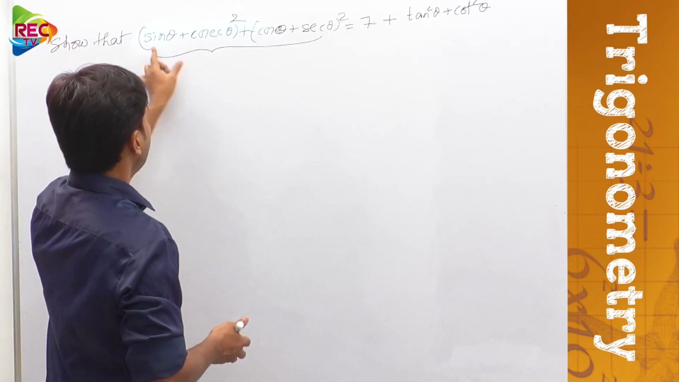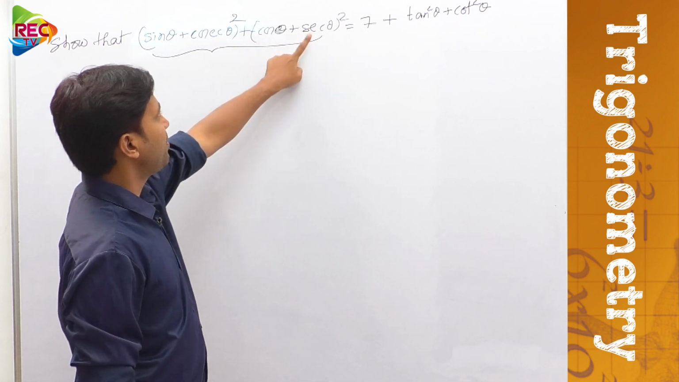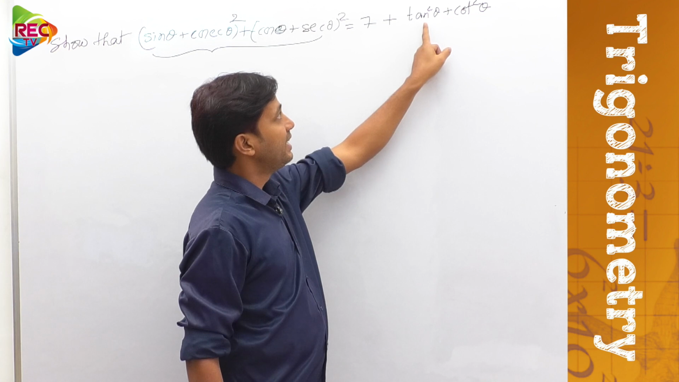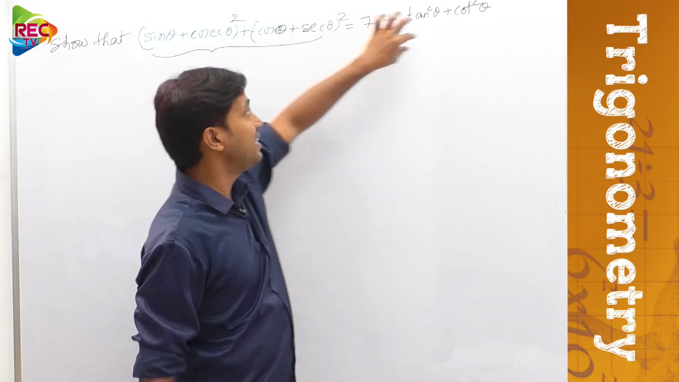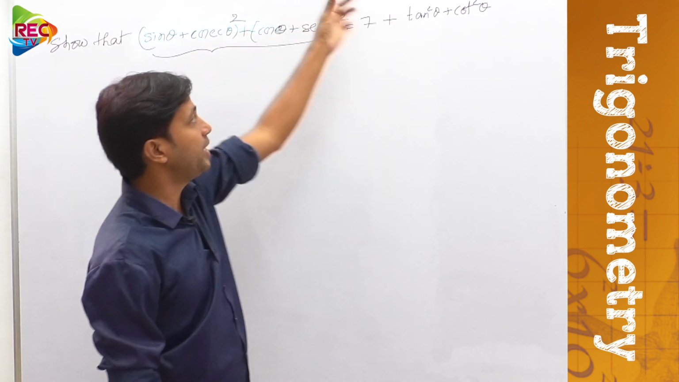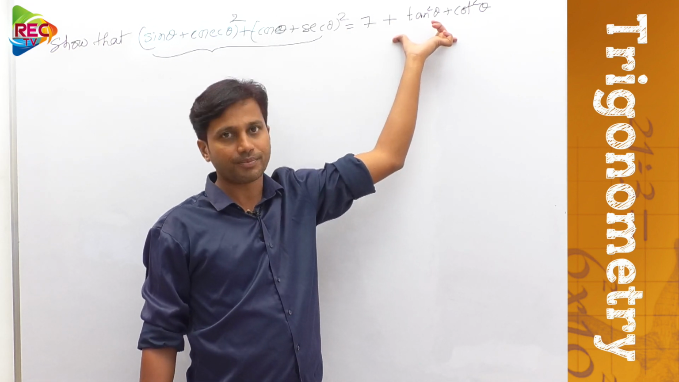We need to show that (sin theta plus cosecant theta) whole square plus (cos theta plus secant theta) whole square is equal to 7 plus tan square theta plus cot square theta. That we need to show. That means here the LHS part would be this entire expression, which should be equal to 7 plus tan square theta plus cot square theta.